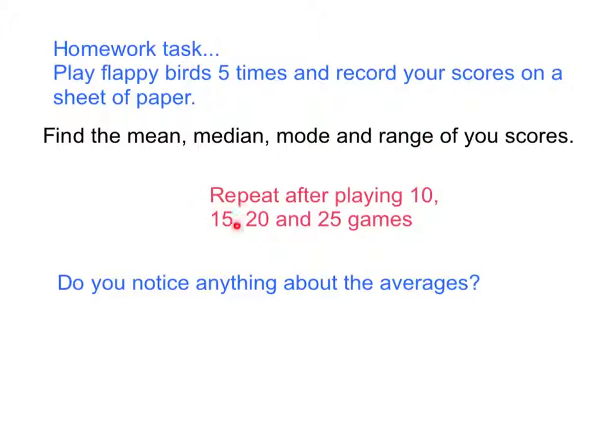Then play another 5 and find the new mean, median, mode and range for the 15 games. Play another 5 and find the new mean, median, mode and range for the 20 games, and then again for 25 games. Bit of an extension, do you notice anything about the averages? And I'd be interested to see if there are any patterns. If you really don't like Flappy Birds, you could try this task perhaps with Temple Run or any of the games that produce fairly low scores.